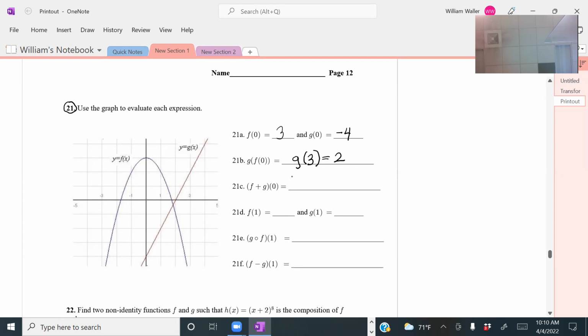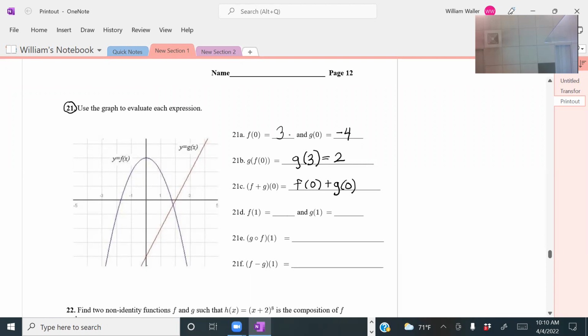What about f plus g of 0? Remember, that means the sum of these two functions, so it means f of 0 plus g of 0. Remember, f plus g is a new function formed by adding the two existing functions together. But the way you calculate f plus g of any input is just f of that input plus g of that input. So even though you don't know what the formulas for f and g are, and you certainly don't know what the graph of f plus g looks like, you can still calculate f plus g of 0.